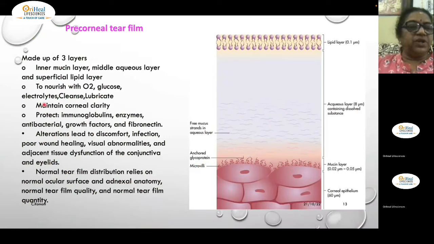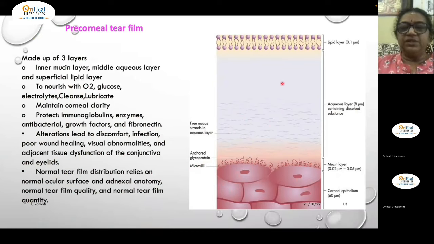This PTF also helps to maintain the good corneal clarity. That is very important. It also helps to nourish the corneal epithelium, and also protection wise also, you have immunoglobulins, enzymes, it has got growth factors, antibacterial effect, and also fibronectin is also present. So that will give a good smooth effect for the corneal epithelium.